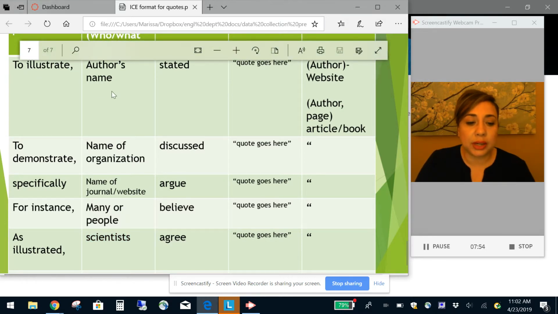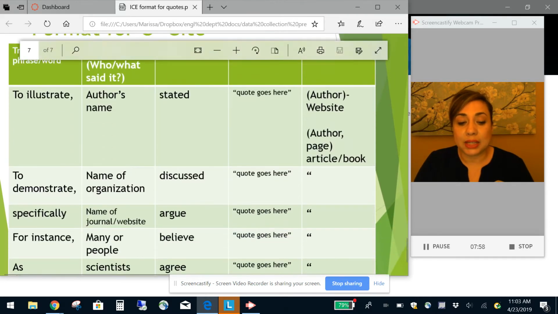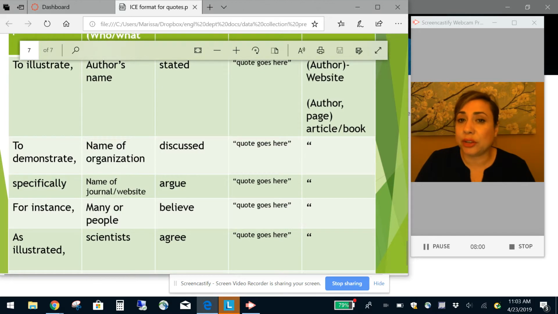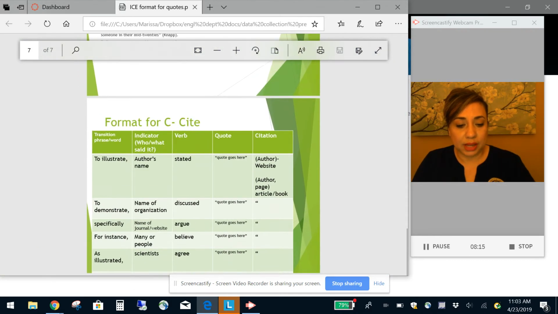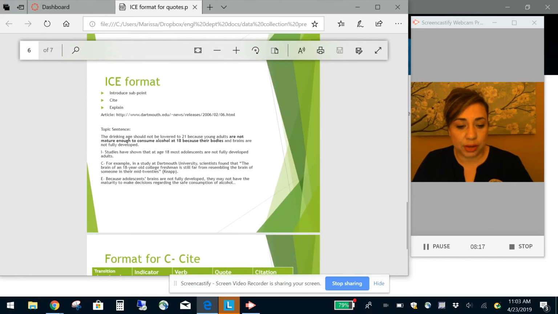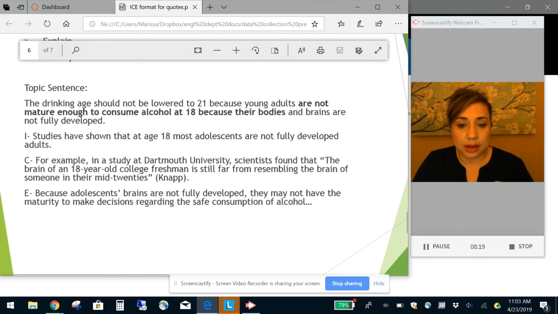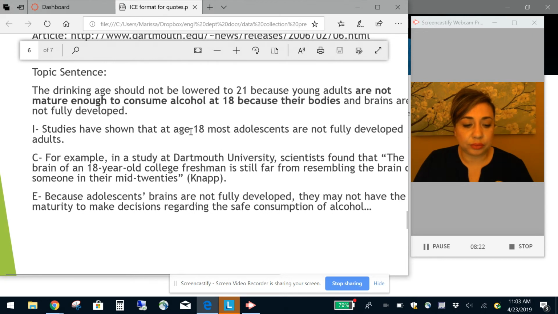So a signal phrase, transition, okay, an indicator, and then a verb: stated, discuss, argued, believe, agree, writes, okay, any of those. And then going into the quote and then the citation. Again, a citation is just the author's name in parentheses unless it's a book. And then, of course, you'll use the page numbers, okay? And so, kind of just the example here, again, that shows you how that breaks down.